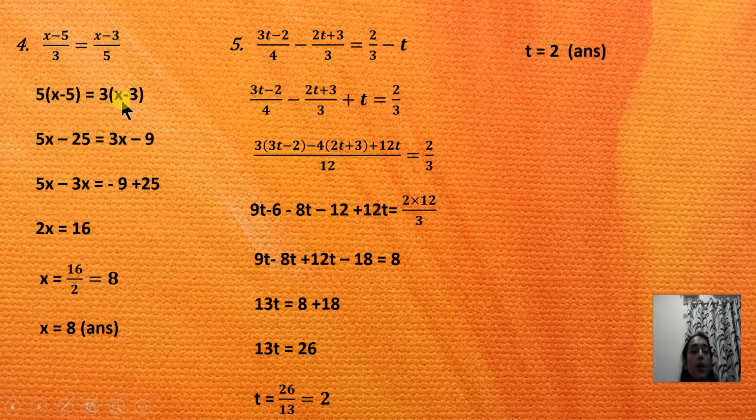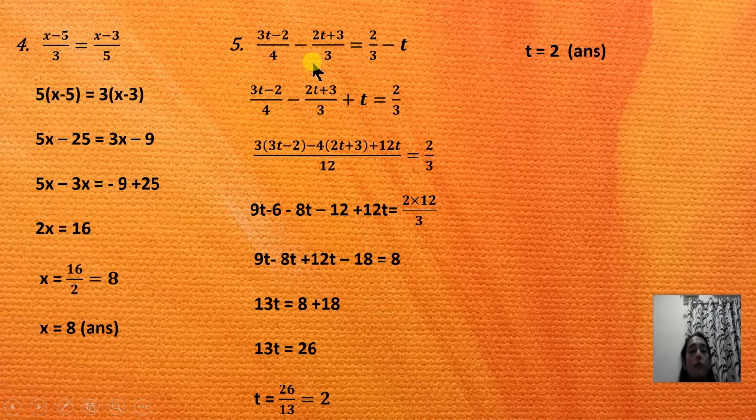which is equal to 3 into x is 3x and 3 into minus 3 is minus 9. Now we collect the terms with x on one side and the constant terms on the other side. So I take this 3x on the other side, so it becomes minus 3x. So 5x minus 3x is equal to minus 9 plus 25. So 2x is equal to 16. x is equal to 16 upon 2, which is equal to 8. So x is equal to 8 is the answer. It's very, very simple.